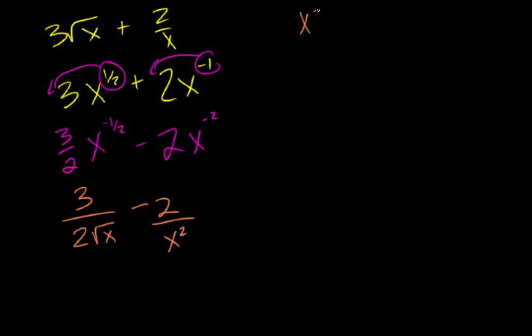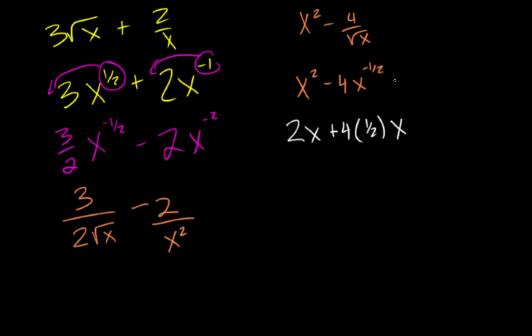Okay, the next one. Once again, we just rewrite it. So x squared is fine, but this is going to be x to the -1/2. Negative because it was on the bottom, and 1/2 because it was square root. And then we just get 2x plus 4 times 1/2. The negatives turned into the positive. And if we reduce that by 1, it's -3/2. Multiply those together. We get 2x to the -3/2.